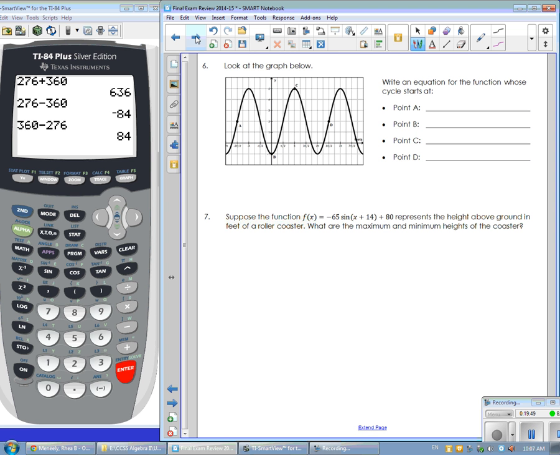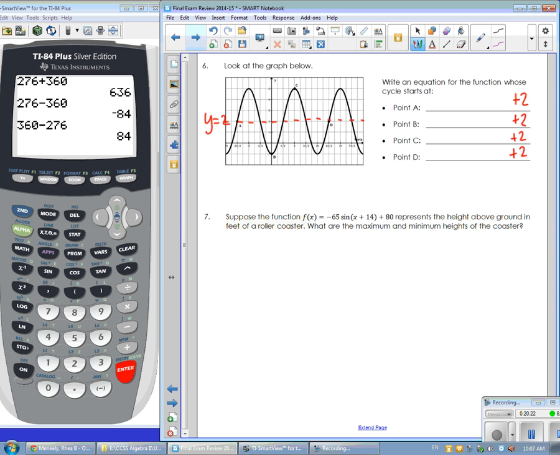All right, number 6. Now instead of being given the equations, you have to write the equations. And so you're told that the cycle starts at different points, A, B, C, and D. But remember from the last one that the amplitude of all your functions and the midline of all your functions is going to be the same. So I'm going to go ahead and plot the midline first. I can see that it's right here. And that value occurs when y is equal to 2. Okay, and so that's my midline. So I know then that all of my equations are going to have this plus 2 at the end.